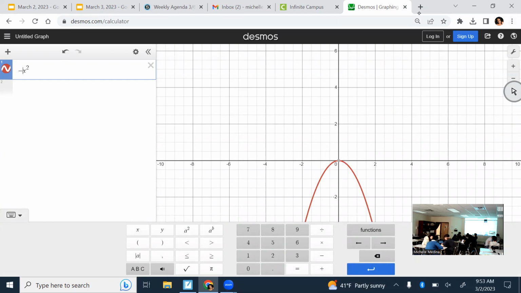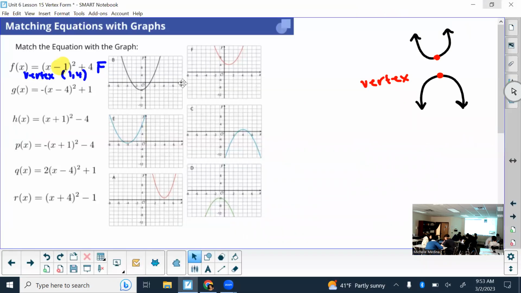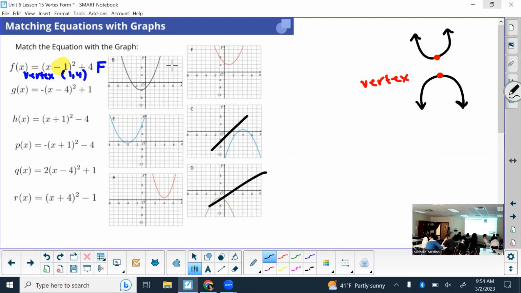So when I'm looking at my matching to see what graph matches, if I have some that have the same vertex but are flipped different ways, then I can narrow down my options that way. So in f of x, the A is positive, right? So my choices are all of these except for C and D, since those open downward. Find where it's 1, 4. If it's the vertex, it would be the turning point. So it can't be B, can't be E, can't be A. The only one it can be is F. So that is correct. Questions on that?